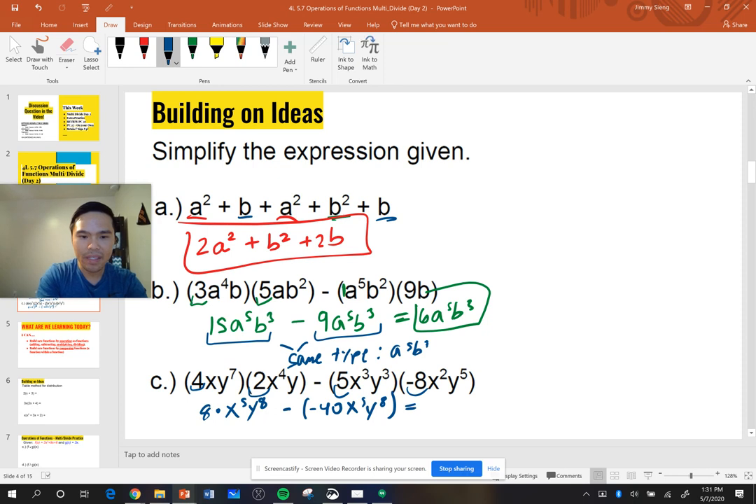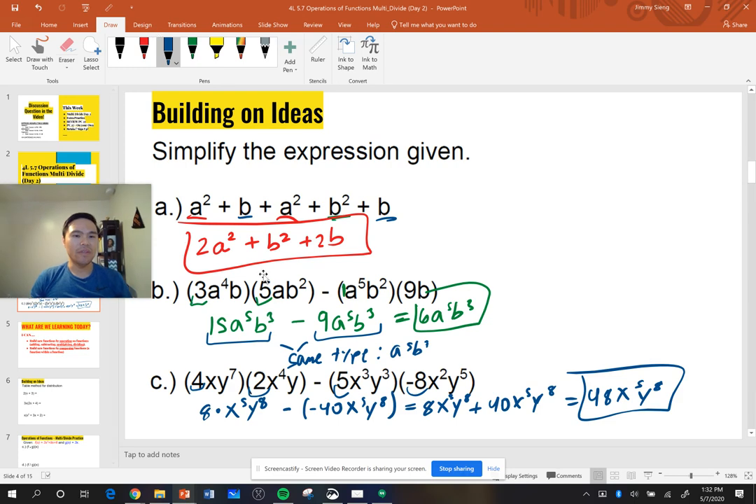All right, we're almost done. So remember we have the minus minus makes a plus, x to the fifth, y to the 8th. And now I can combine those, right? Because those are the same type. So I got 48, x to the fifth, y to the 8th.